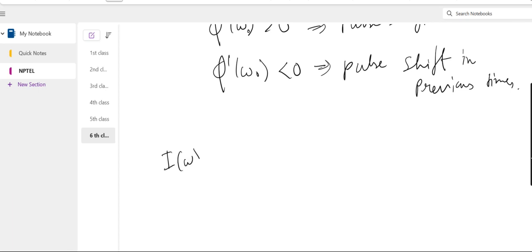Basically that is the thing. So we start with the frequency domain. So frequency domain I omega is I naught e to the power minus (omega minus omega naught).